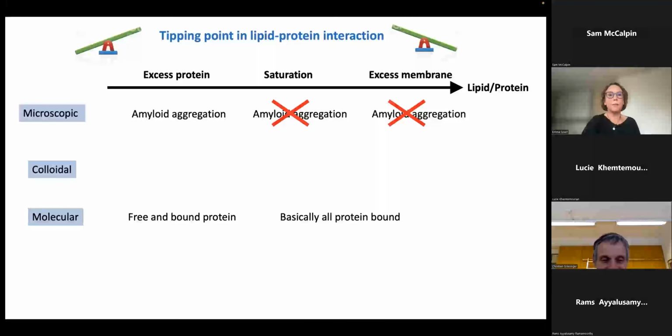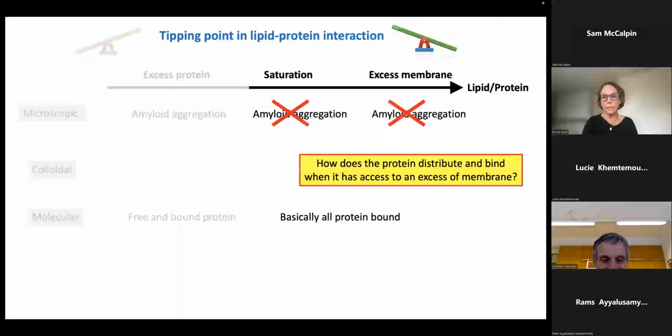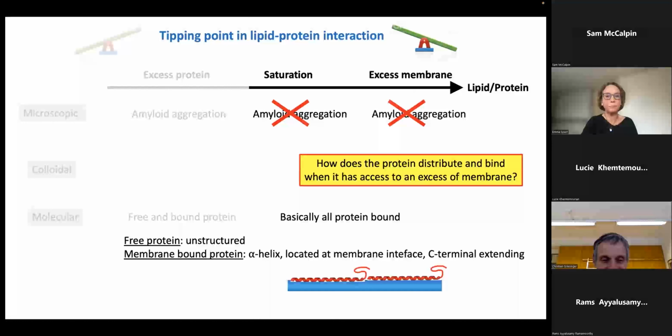So here is an overview of what I'm aiming at. We already concluded that at a macroscopic or microscopic scale, we have amyloid formation only in the case where there's excess protein. And on a molecular scale, we know that in excess protein conditions, we have both free and bound, while in the other conditions, where we have saturation or excess membrane, basically all protein is bound. I will start to focus on this side of the figure. And I wonder, how does the protein act or bind when it has access to an excess of membrane?